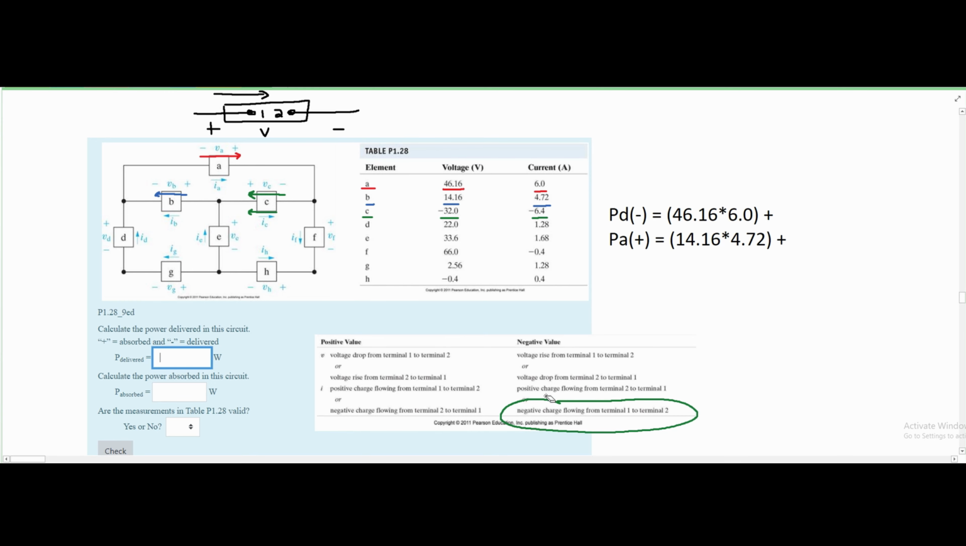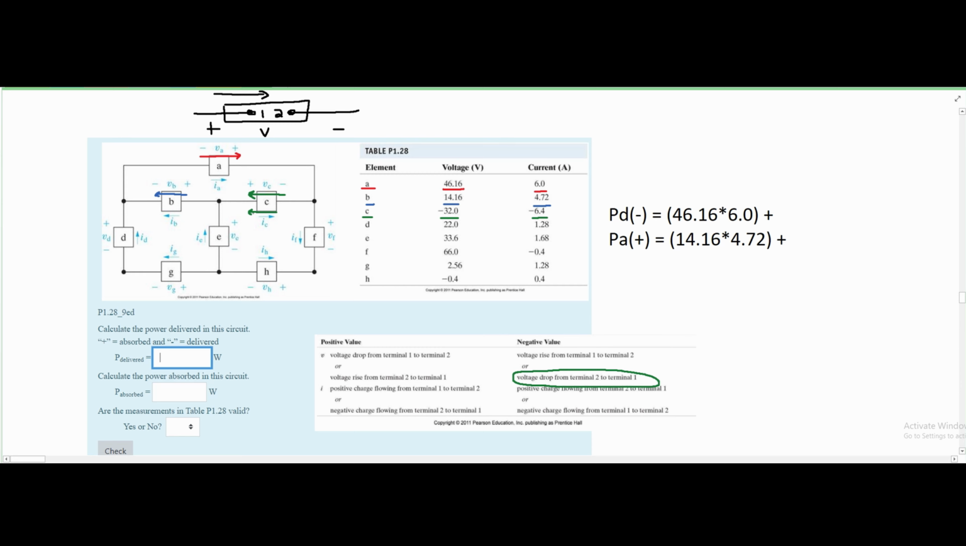It's not really changing direction. We just have a negative charge flowing instead of a positive charge. So for our voltage, we technically have a voltage drop from terminal 2 to terminal 1, because our terminal 2 is the negative side. So we're going from negative to positive. So it is a terminal drop.